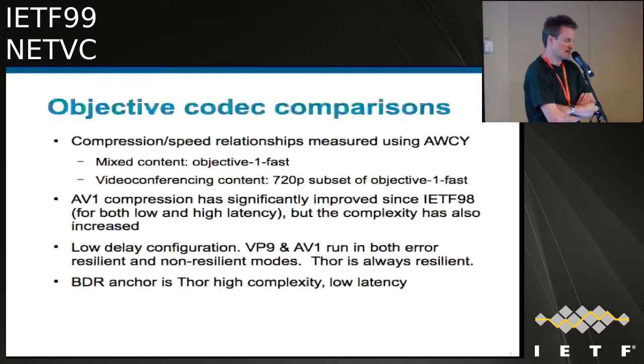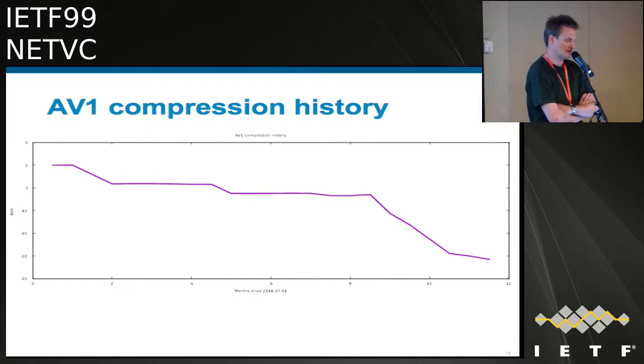So this shows the compression history of AV1 over the past year. On the left side, we see AV1 one year ago used as the anchor. So over the past 12 months, the compression gains are slightly more than 20%. And if you then move on to the next slide, we'll see what happens to the complexity. So just to clarify, the left is a year ago and the right is today? Yeah. Okay, so it dropped from zero, the anchor a year ago, to minus 20% today? Yeah, slightly more. And most of that has come in the last 3 months.